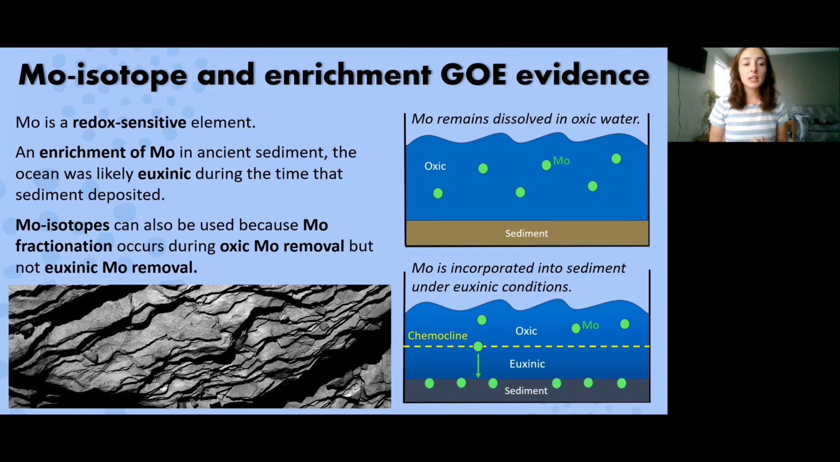Our last isotopic piece of evidence we're going to look at is in molybdenum isotopes and molybdenum enrichments, because both molybdenum enrichments and isotopic ratios in ancient sediments can give us an idea of whether the conditions during that molybdenum deposition were oxidizing or reducing.